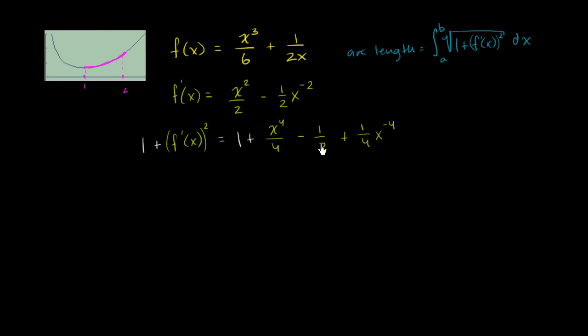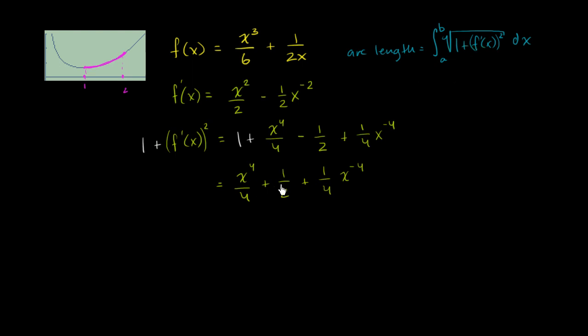And let's see, we have a 1 and a minus 1/2, so we can simplify that a little bit. This is going to be equal to x to the fourth over 4. 1 minus 1/2 is plus 1/2. Plus 1/4 x to the negative 4 power. So this seems a little bit strange, and we're going to have to take a square root of it.